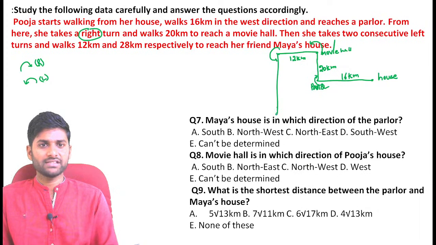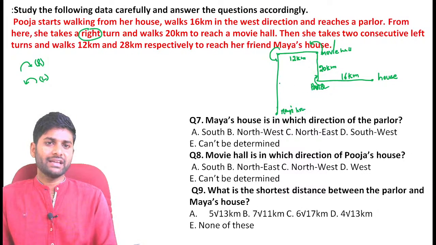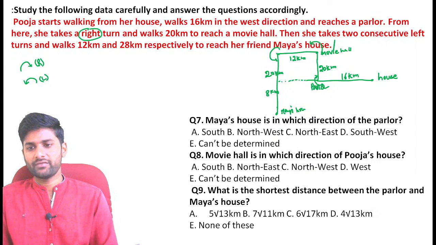So this is the friend's house, Maya's house. And here the distance, guys, you can split the entire 28 kilometers into the above 20 and below we have 8 kilometers. Clear? So that is the overall information.